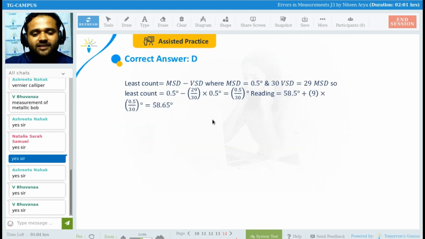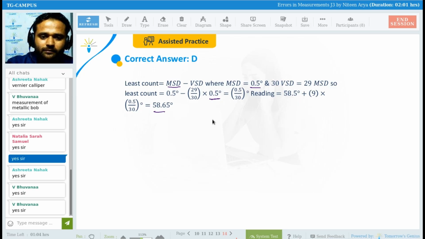Okay, moving ahead. Least count is main scale division, that is the formula we're going to understand in great detail. But what is the least count? Main scale division minus vernier scale division. Here, main scale division is 0.5 degree and 30, and vernier scale division is 29 main scale divisions. So least count is going to be 29 by 30 into this much. So least count is going to be 58.65 degree.